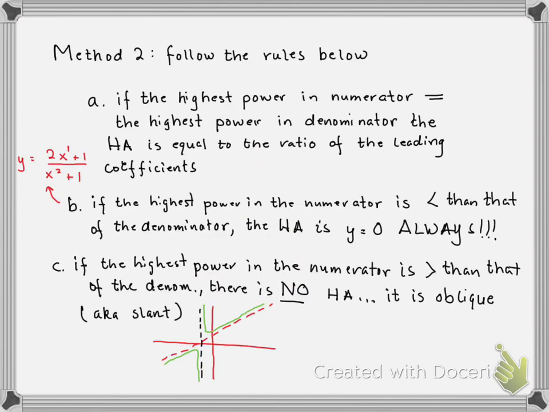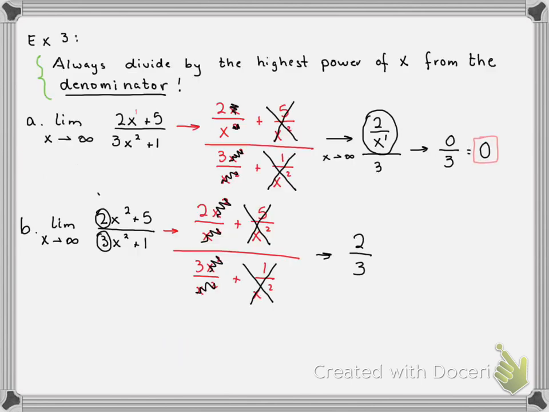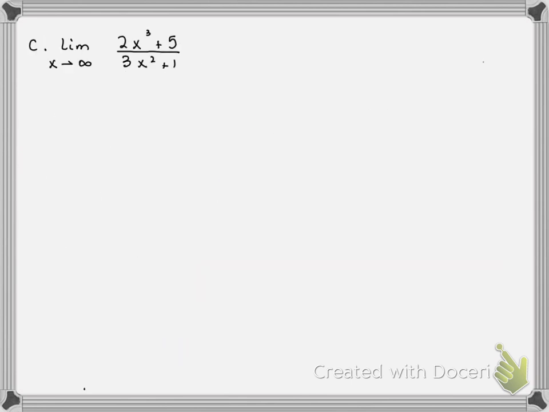Now notice here, this falls under the rule for C that says if the highest power in the numerator is greater than that of the denominator, there is no horizontal asymptote. It's oblique. So we're going to do the math on this one and see what happens. We are going to divide by the highest power in the denominator, 2x cubed over x squared plus 5 over x squared, 3x squared over x squared.